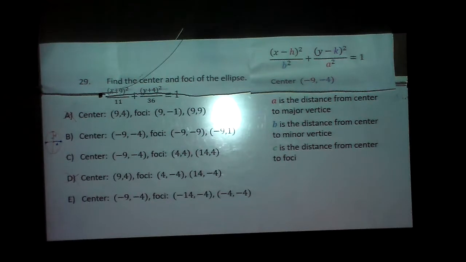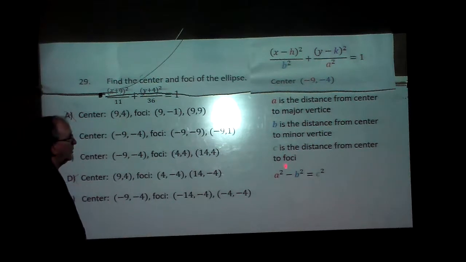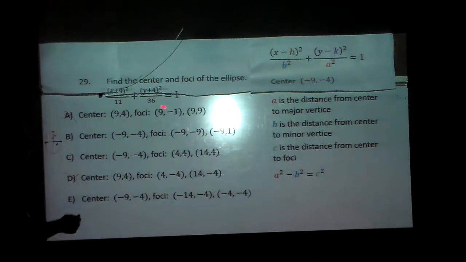Here's how we can get it: a squared minus b squared equals c squared. If a squared is 36 and b squared is 11, I can just subtract them. I don't have to find the square root and put them back. So c squared is 25. Square root that, so c is plus or minus 5.